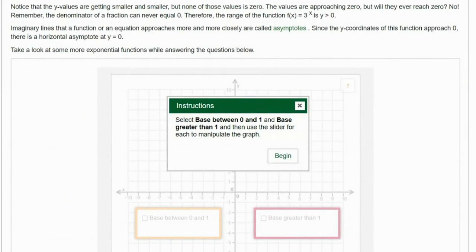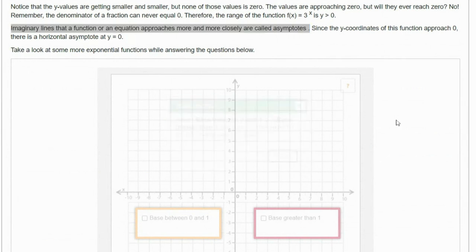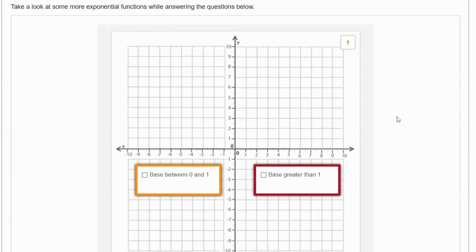Okay, so those imaginary lines that the graph approaches, like y equals zero, are called asymptotes. That's a word you've heard before. Asymptotes. So it's approaching a horizontal asymptote at y equals zero. So we have this little illustration here, and let's look at exponential functions in general.